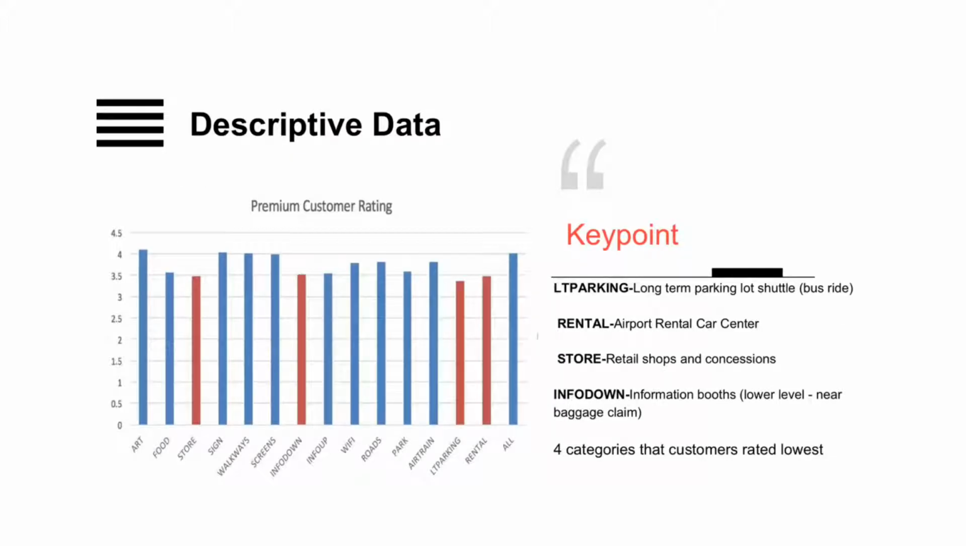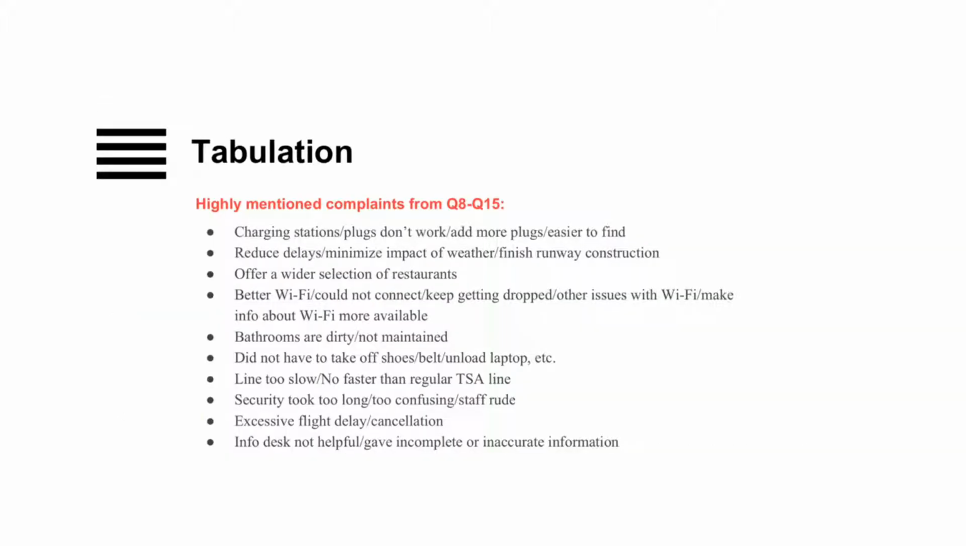First, we use descriptive data to find the key points. Parking, rental, and store and info are the categories that customers rated lowest. And we use tabulation to find highly mentioned complaints from Q8 to Q15, and we found that each of the complaints above is mentioned no more than 16 times, which is relatively small compared with the total sample of 271.